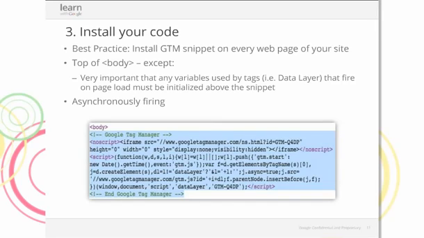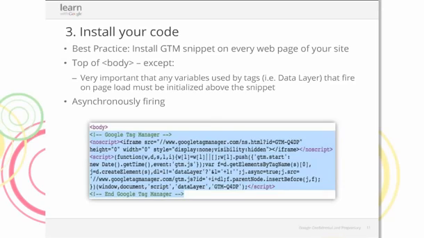Okay, so at this stage, we've created our container, we've created our account, and we've mapped our site. Now it's a matter of installing the code. It is best practice to actually install Google Tag Manager across every page of your site at the top of the body.